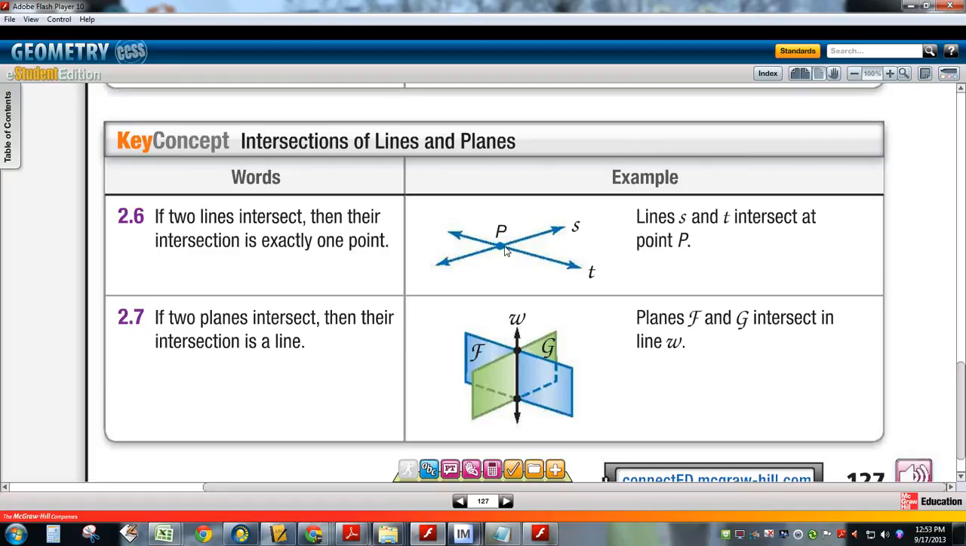Now, what you're going to find is that what you're going to do a lot in geometry is we're going to give you some postulates or axioms, and then we're going to do proofs. This is it right here. List the given information. That is stuff that's accepted to be true.